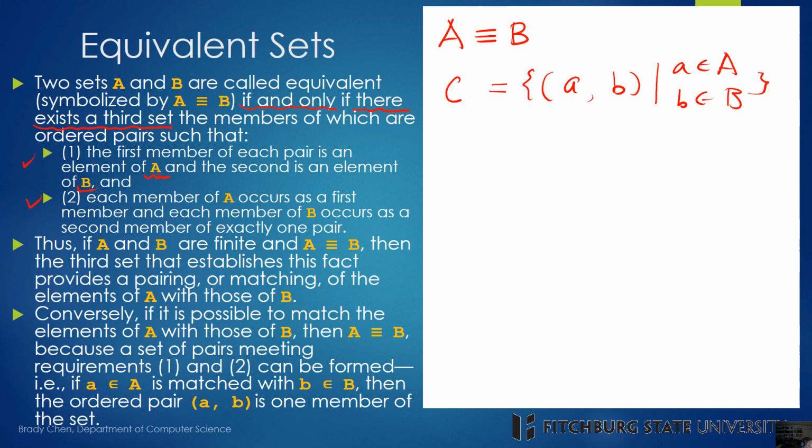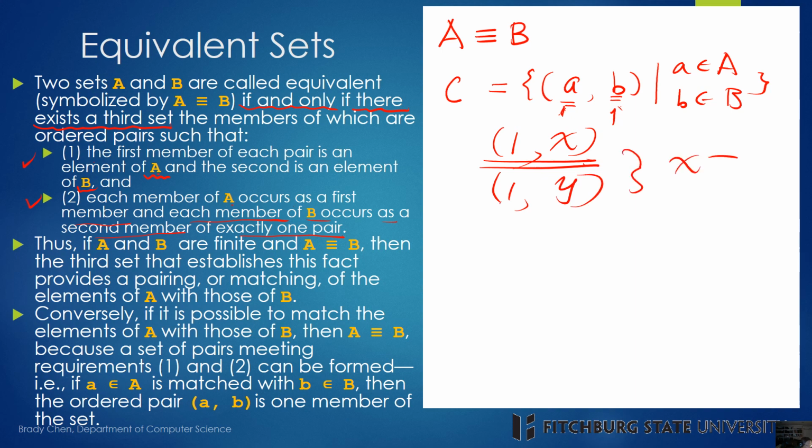And also condition 2: each member of A occurs as the first member, and each member of B occurs as the second member, of exactly one pair. So that means each member in A and each member in B occurs in exactly one pair. If you have an element like 1 in A paired with X in B, then that pair is unique. So you cannot have 1 pair with Y as well. If that's the case, then X and Y must be the same.